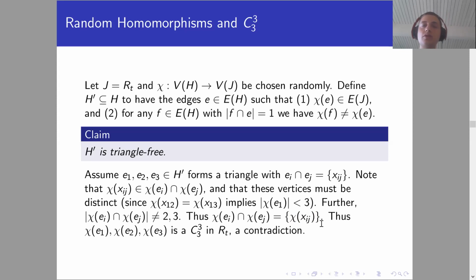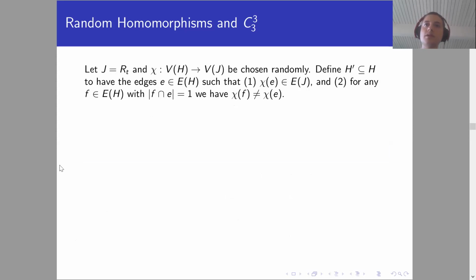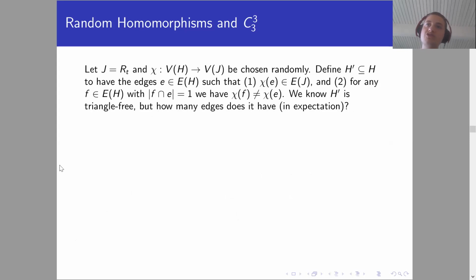And if you look back on the definition, this is exactly how you define a loose triangle. So this is a loose triangle now in our template, RT. But this contradicts the rules of the construction being triangle free. So we conclude that H prime is indeed triangle free. Okay, so again, here's our setup. And we've now just shown that with this setup, our subgraph that we get is always triangle free.